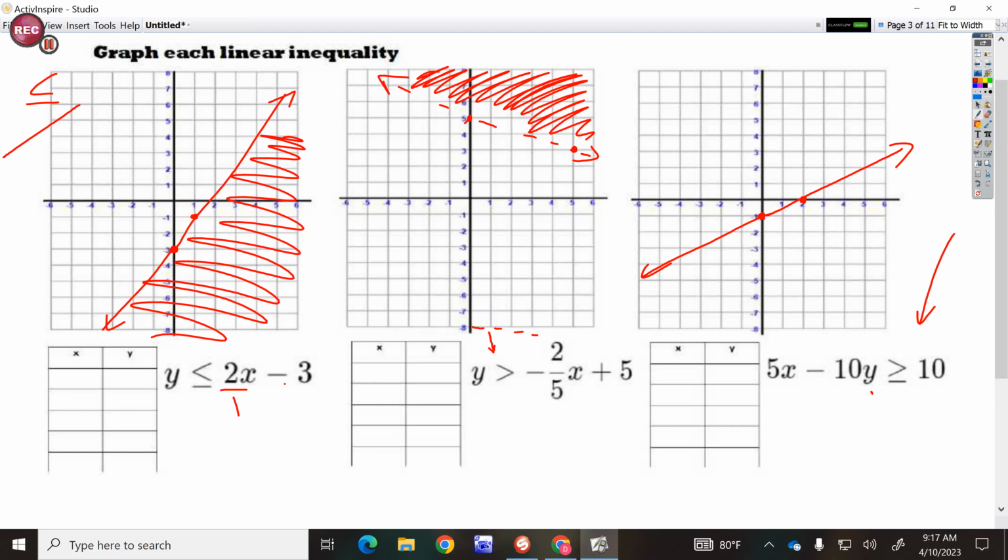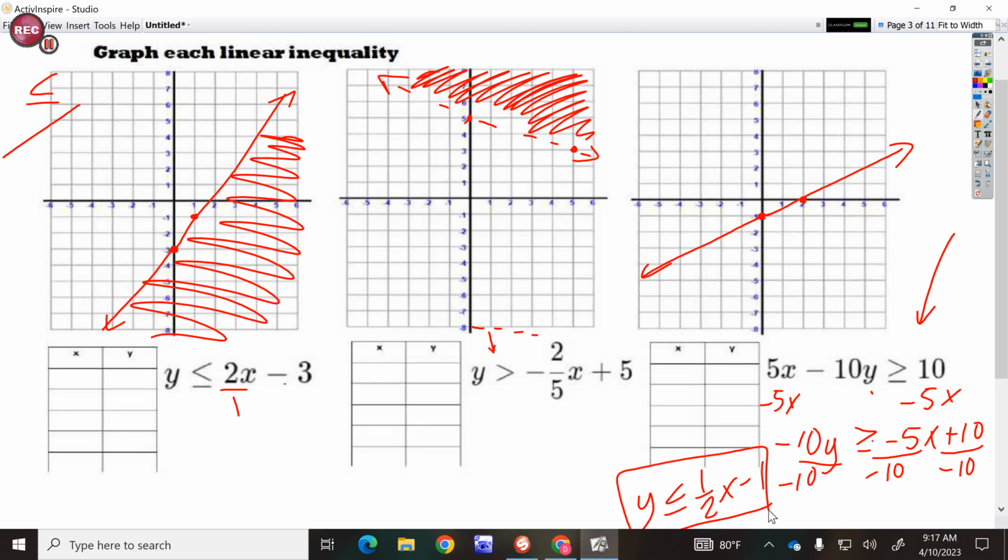It's open right now, but when I solve it, let's see what happens. Minus 5x minus 5x, that gives you negative 10y greater than or equal to negative 5x plus 10. Because like Samantha remembered right now, if you divide both sides by a negative, what happens to the inequality symbol? It flips around. So now it's going to be less than or equal to instead of greater than or equal to 1/2 x minus 1. Now, where would you shade if you just look at this now? Below or above? Below. You get me?